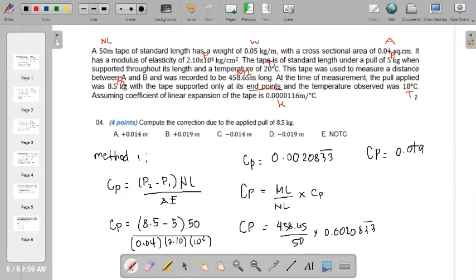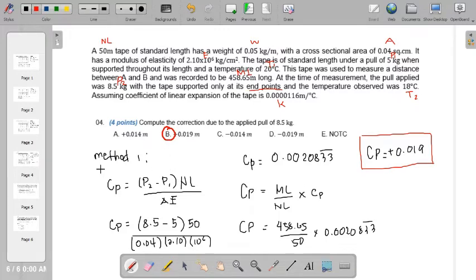So therefore, your total correction due to pull is 0.019, and it is positive. Okay, so it is positive, which means the tape is too long. So this is our answer. Therefore, it is letter B.